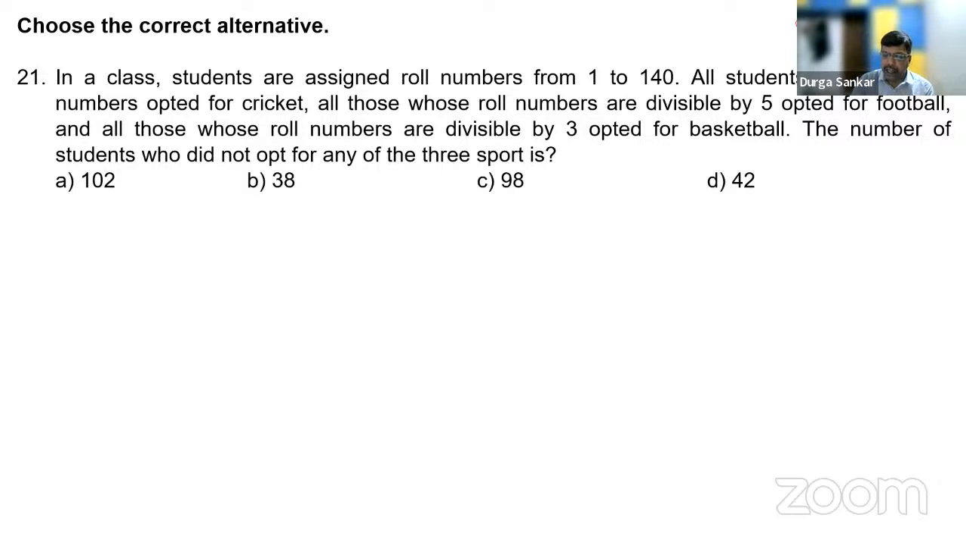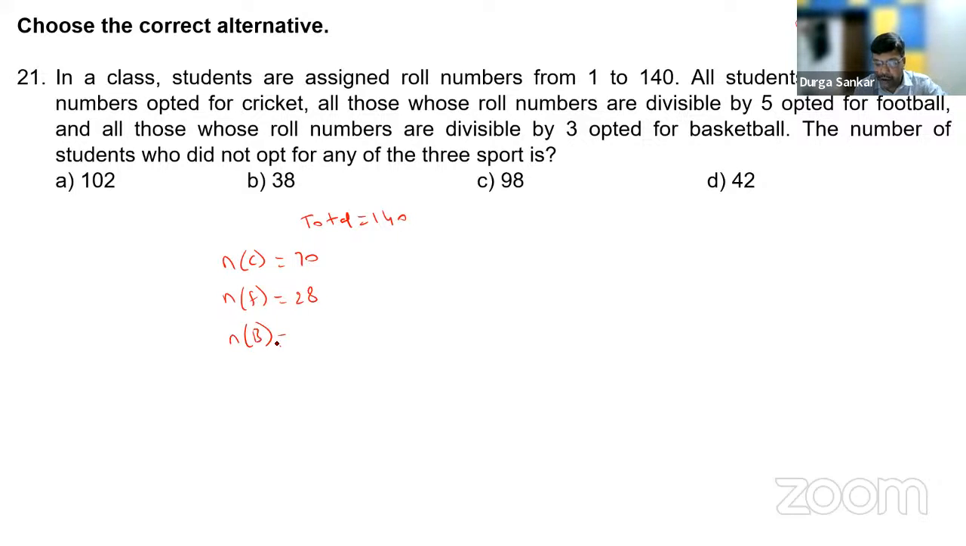In a class, students are assigned roll numbers from 1 to 140. So total number of students is 140. All students with even roll numbers opted for cricket. So number of students who opted for cricket, even numbers till 140, that is 70. Number of students who opted for football are the numbers divisible by 5. So multiples of 5 till 140, 28.